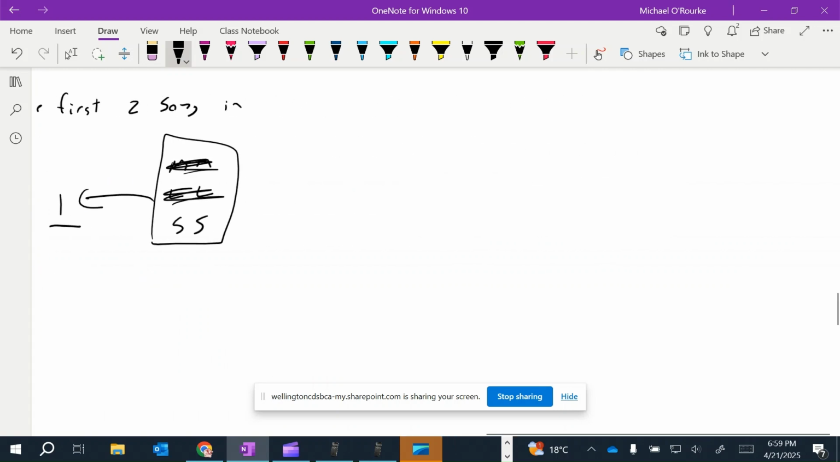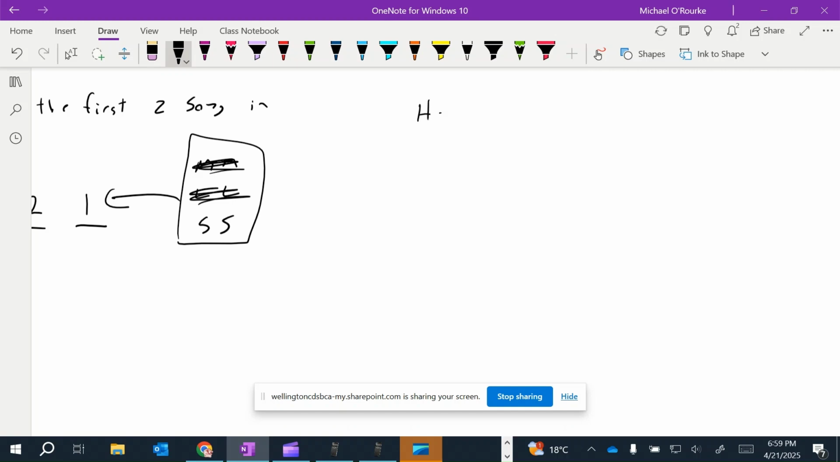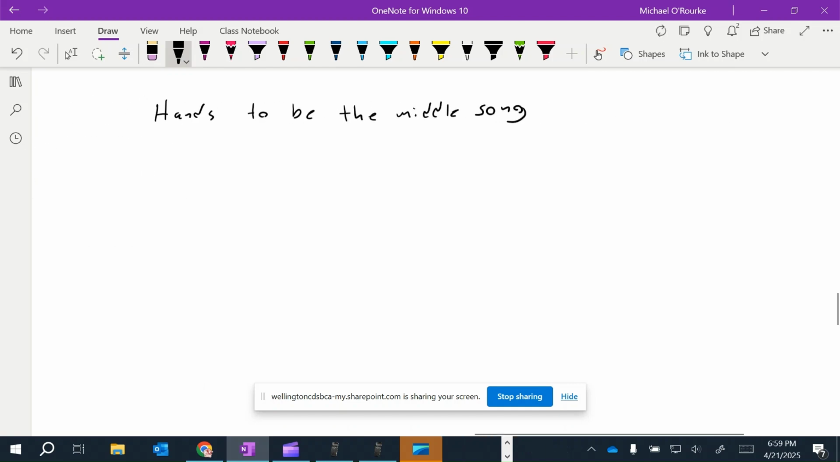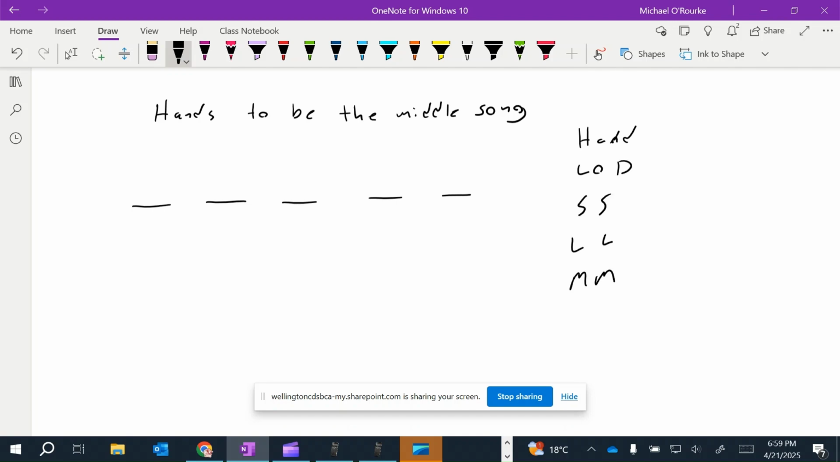Now let's keep playing with this. What if I wanted Hands to be the middle song? Hands has to be the middle song. How would that look? Hands, Lord of the Dance, SS, LL. Those are my 5 songs. So if Hands has to be the middle song, I'm going to put it there. Hands has to go there, so there's one option that can go here.